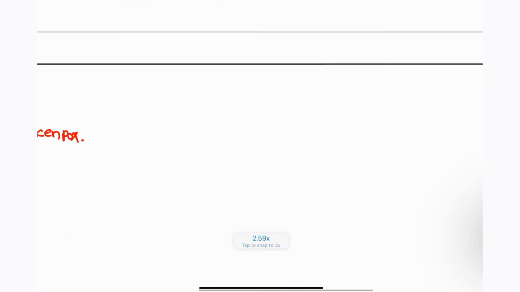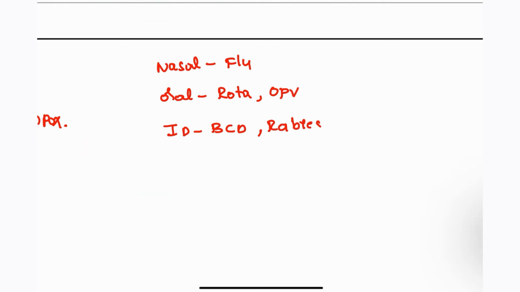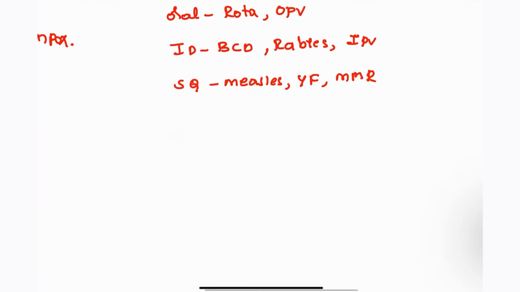Next, route. Via the nasal route, the only form present is the flu vaccine. Oral, as the name itself says, most commonly rotavirus and OPV are given. Next, intradermal: BCG is commonly given, and also rabies and IPV. Subcutaneous: measles is commonly given. Next, yellow fever and MMR, because it is a combination type. Next, intramuscular: all the remaining. Whichever I have not mentioned above, all remaining will be intramuscular.